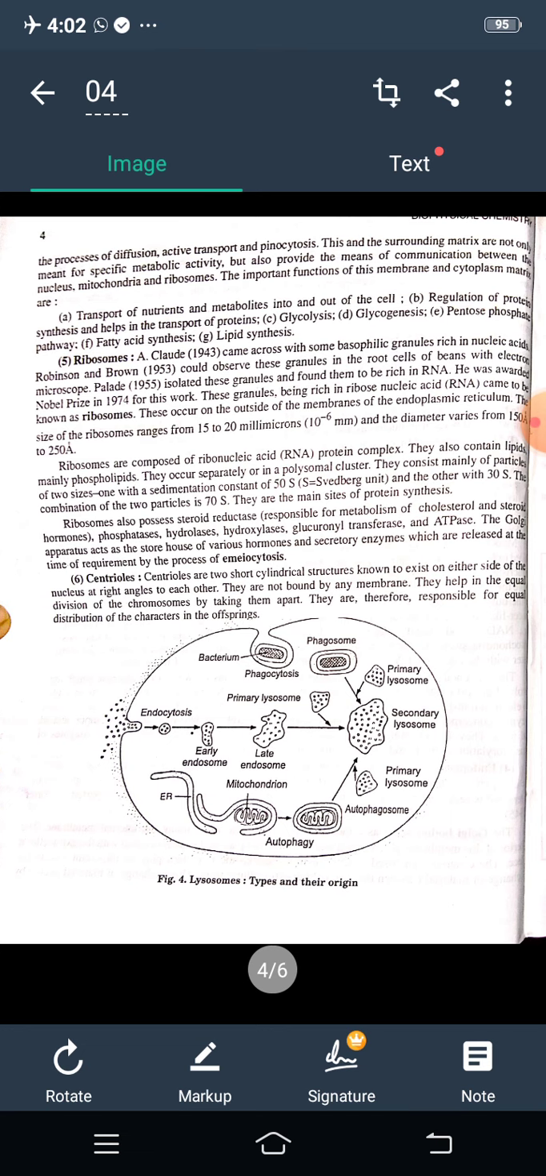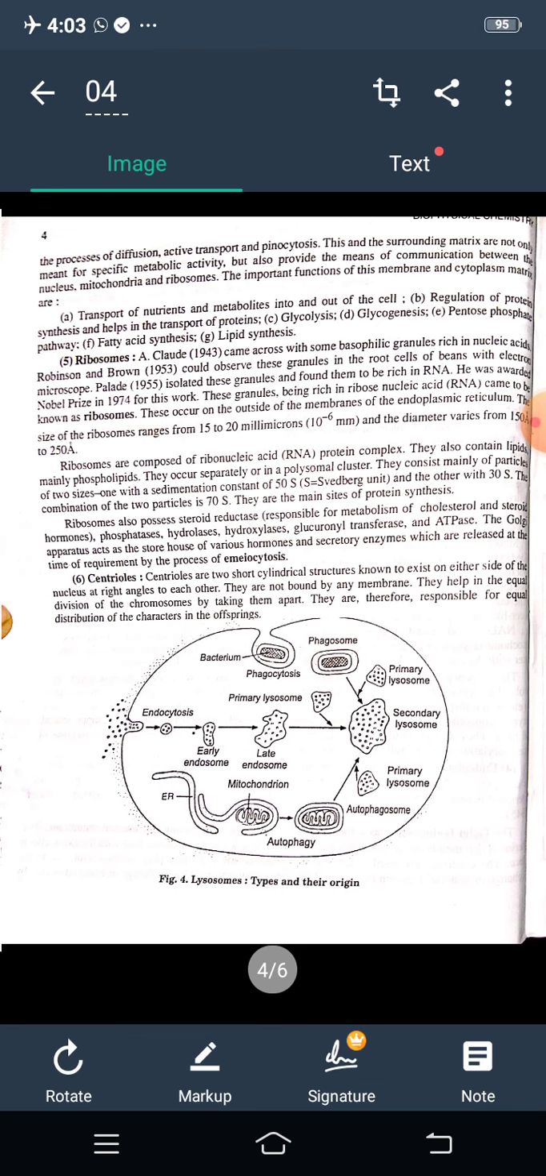Claude 1943 came across some basophilic granules rich in nucleic acids, the ribosomes, and Brown 1953 could observe the granules in the root cells of beans under the electron microscope. Palade 1955 isolated these granules and found them to be rich in RNA. He was awarded the Nobel Prize in 1974 for this work. So these granules, being rich in ribonucleic acid (RNA), came to be known as ribosomes. They occur outside of the membrane of the endoplasmic reticulum.